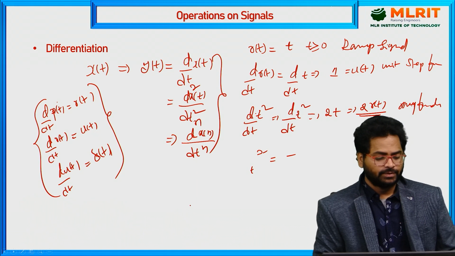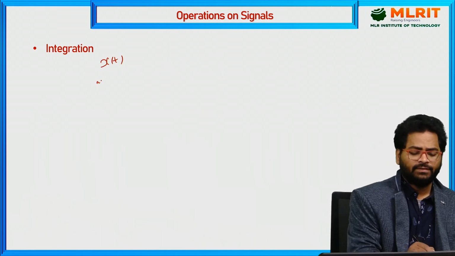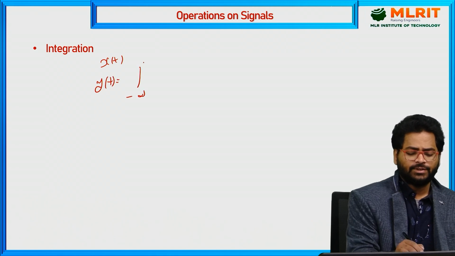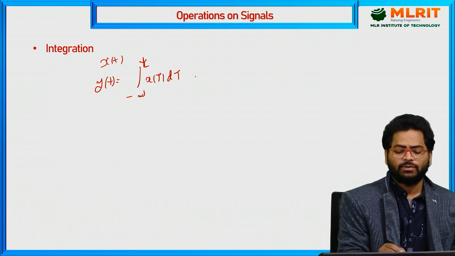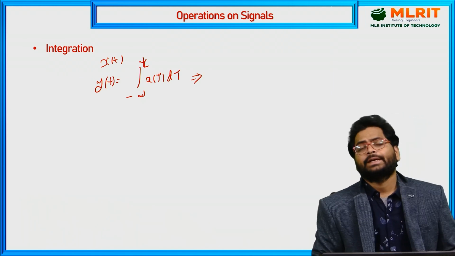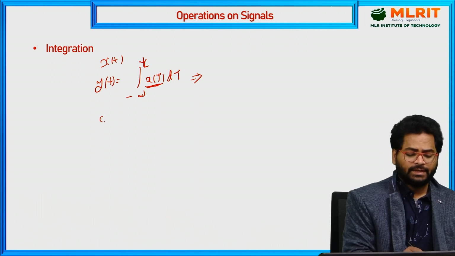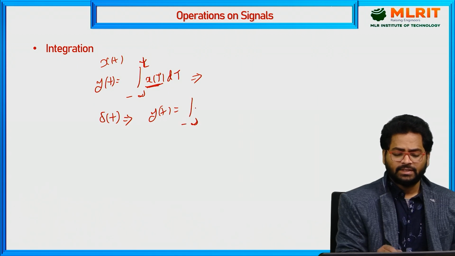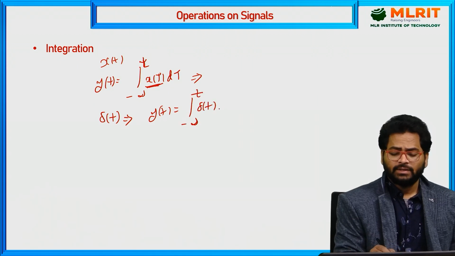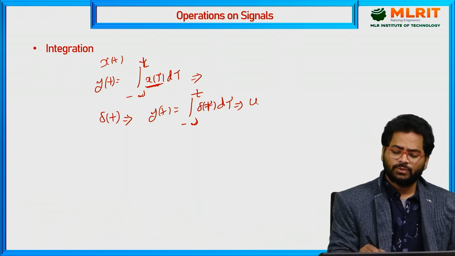Next one, integration. For the x of t signal, I will define y of t equals the integral from minus infinity to t of x of tau d tau. If you do this operation, you will get the integration of the particular signal x of t. Let us take the same one. If I take delta of t as my input, now y of t is the integral from minus infinity to t of delta of tau d tau, which is nothing but u of t.